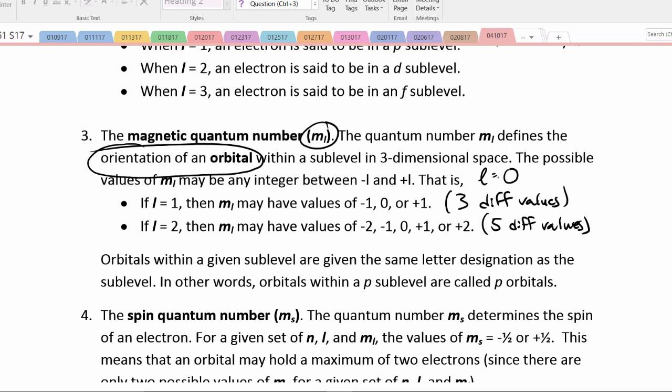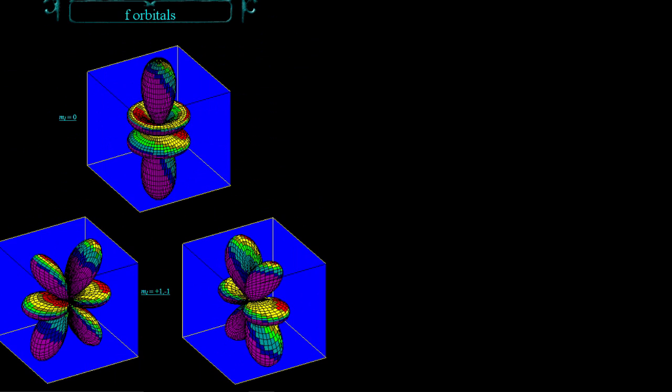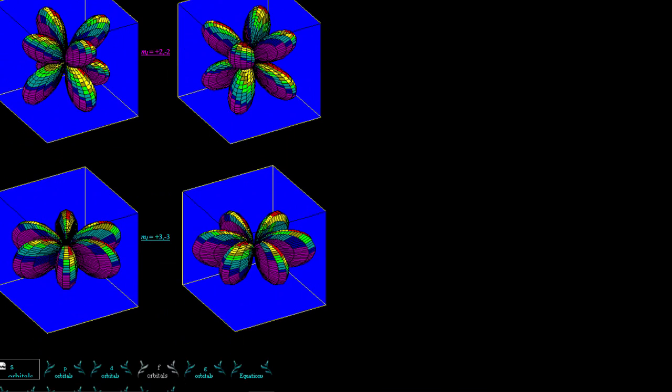Now, what do you suppose once we get up to L is equal to 3? When L is equal to 3, how many possible values are there for M sub L? There's going to be 7. So how many different types of orbitals, or orientations, will there be in an F sublevel? There'll be 7 different ones. So if we come back here and look at the F orbitals, what we'd see is that there's 1, 2, 3, 4, 5, 6, 7 different orientations in 3-dimensional space.